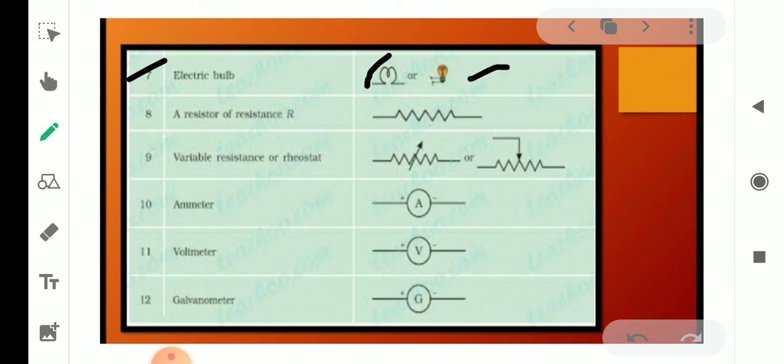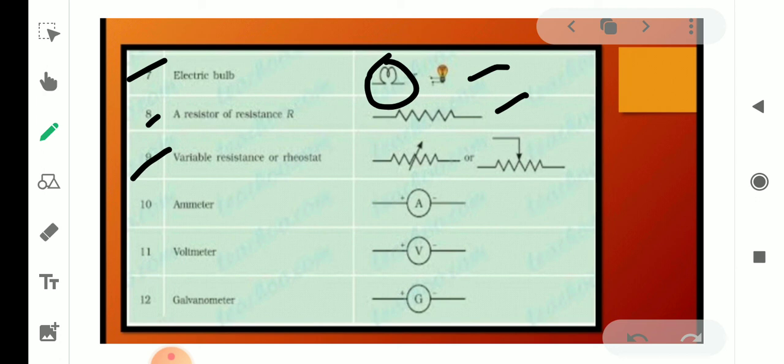Electric bulb is normally shown in this way. The next component is resistance R, or a resistor, as we call it. What resistance is, you are going to learn in the next class. Just learn the symbol. You can see the zigzag line, right? This is a symbol used to show the resistance of different materials. Here it is a fixed resistance, where we are not going to change its resistance.